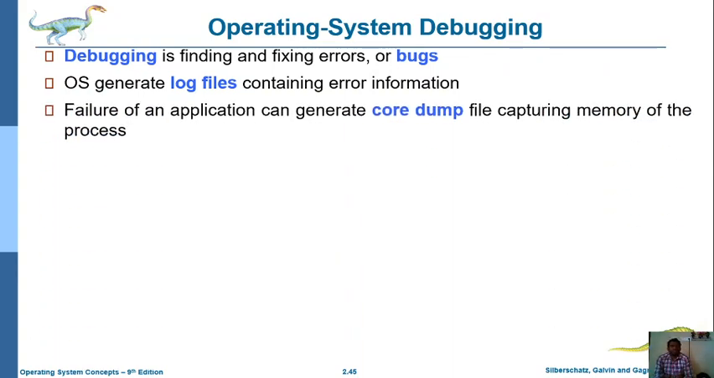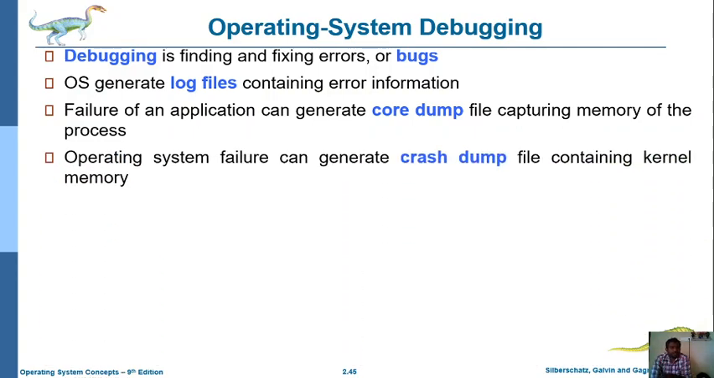In case any application or process fails, the operating system can generate a file. That file is used for capturing the memory of the process. That means whatever process failed to load or failed to execute, the information related to that process is captured by the operating system. This is known as a core dump. It dumps the entire information about that particular error or bug.